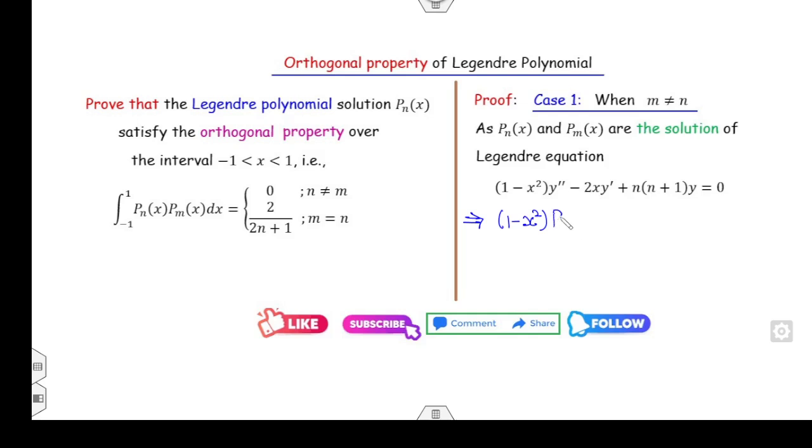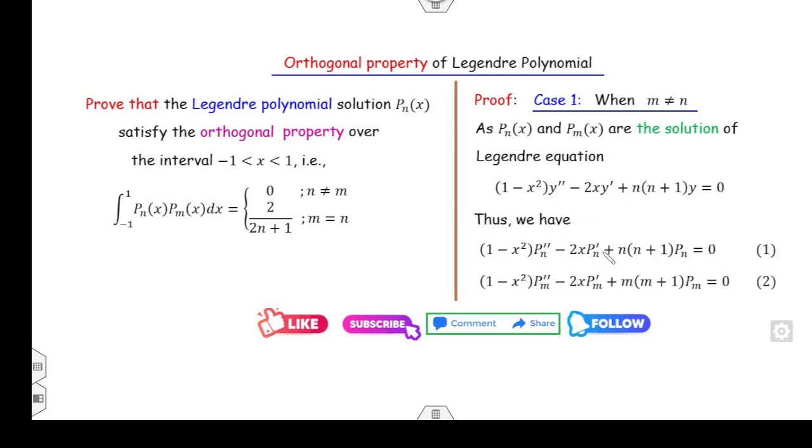That means (1 minus x square) Pn double prime minus 2x Pn prime plus n into (n plus 1) Pn is equal to 0. Similarly, I can write for Pm: (1 minus x square) Pm double prime minus 2x Pm prime plus m into (m plus 1) Pm equals 0. Now look at that, my target is to find Pn into Pm. So if I multiply equation number 1 by Pm and equation number 2 by Pn, after that I can subtract them.